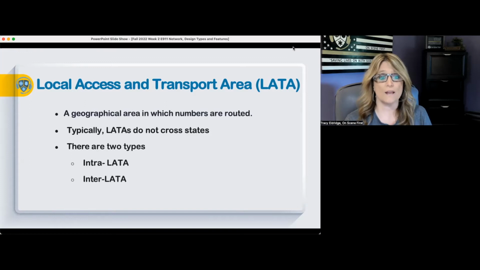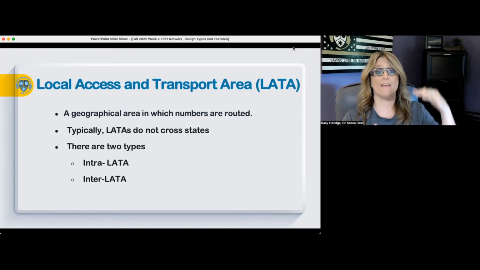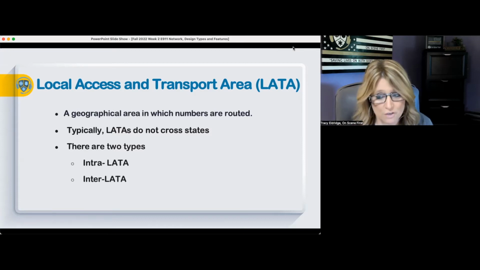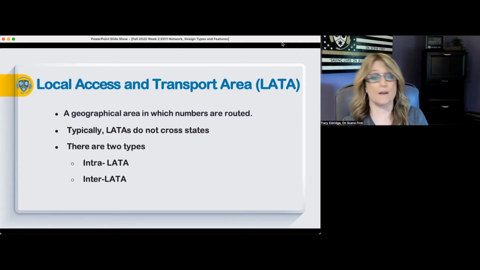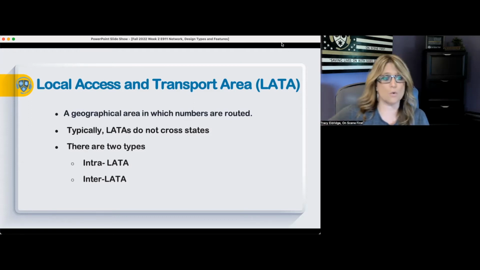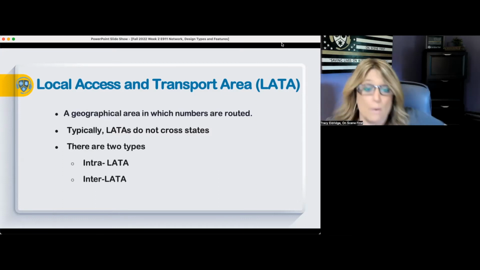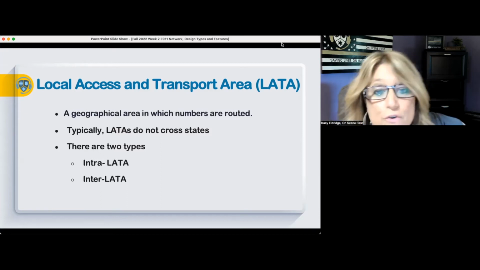But it's really hard to present in a way that it's like, what comes first, the chicken or the egg? So I'm starting with the geographic locations, and we'll go from there. Typically, LATAs do not cross over into another state. I'm going to show you a diagram of some switching that goes across the US, but nonetheless, LATAs generally do not cross over state lines.